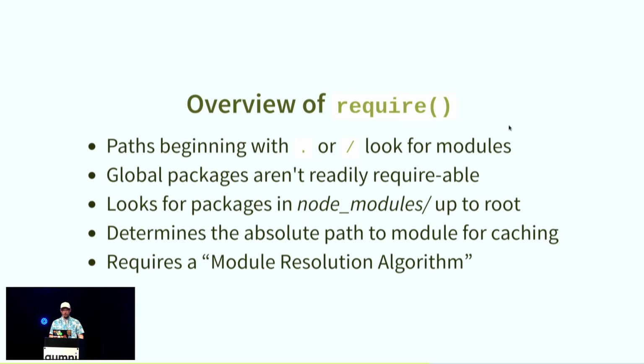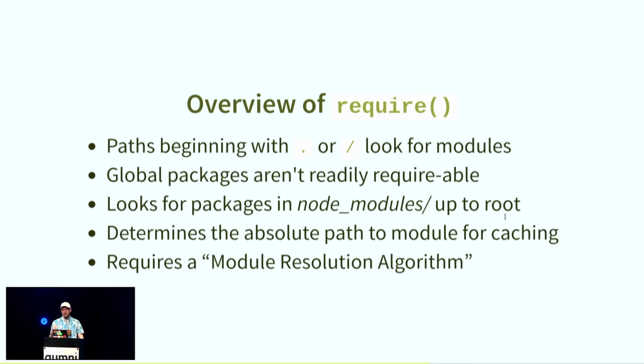One thing to keep in mind is that global packages aren't readily requireable. So if you do an npm install -g, you can't simply require that package, though you could if you had an absolute path to the location where that package sits on disk. And if you specify something that doesn't start with a dot or a slash, it's going to assume you're looking for a package. So it's going to look for that in the node_modules directory. It consults the node_modules directory of the current file, and if it doesn't exist in there, it's going to go up a directory and check that for node_modules. It's going to continue to ascend until it reaches the root.